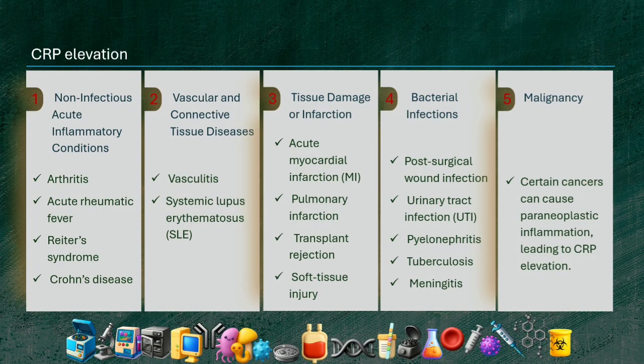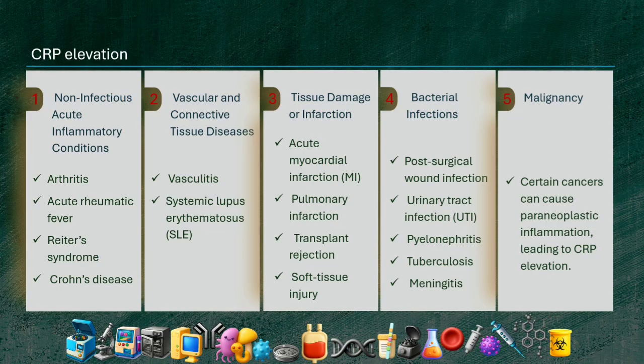CRP elevation reflects the presence of acute phase inflammation, but the underlying causes can be diverse. Let's categorize and explain each group. 1. Non-infectious acute inflammatory conditions. These are immune-mediated or idiopathic disorders where inflammation occurs without infection. Arthritis, especially rheumatoid arthritis, where synovial inflammation drives CRP up. Acute rheumatic fever, a post-streptococcal autoimmune reaction. CRP helps monitor systemic involvement.